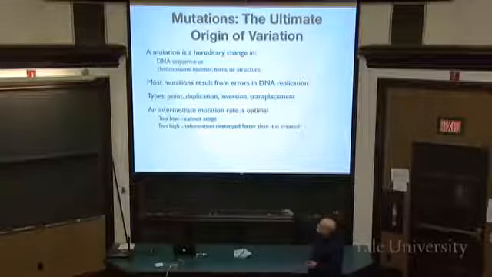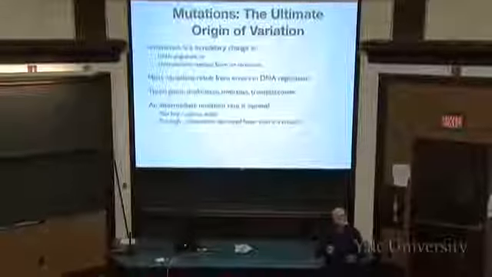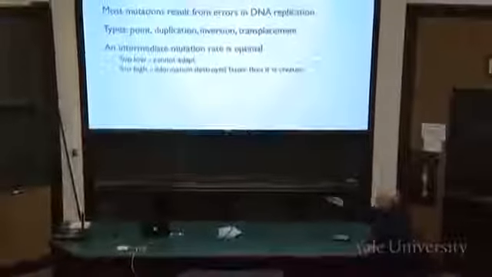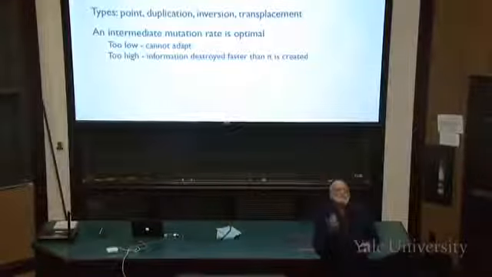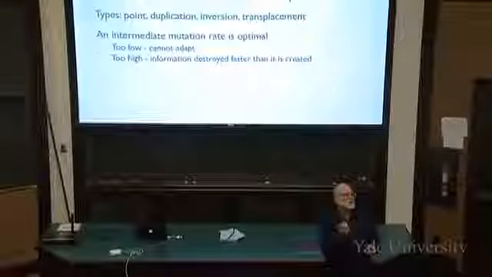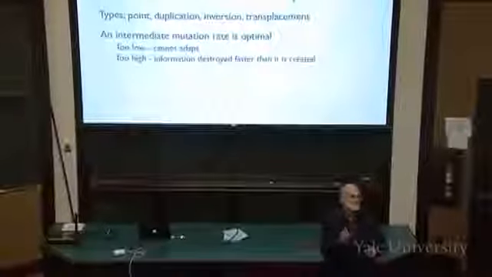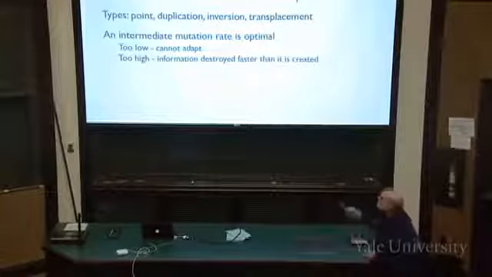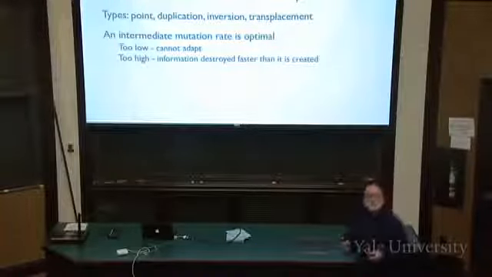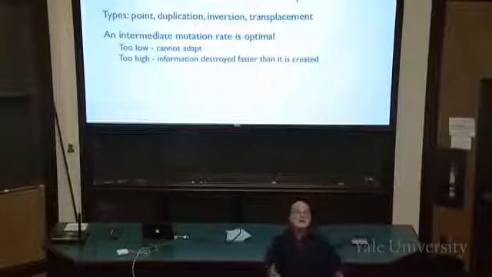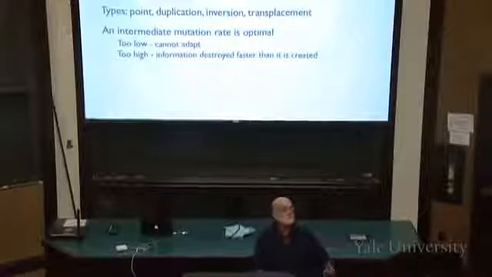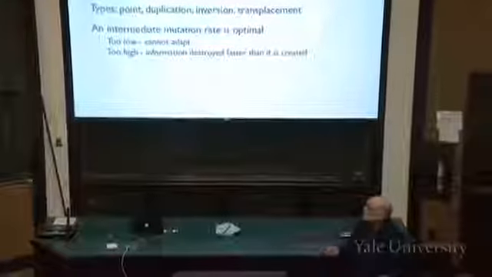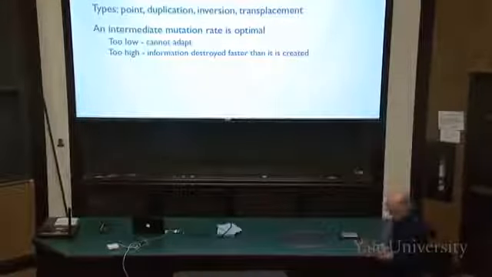There's good reason to think that an intermediate mutation rate is optimal. If the mutation rate is too low, then the descendants of that gene cannot adapt to changed conditions. If it's too high, then all the accumulation of information on what has worked in the past will be destroyed by mutation, which is what happens to pseudogenes that are not expressed. So some intermediate rate is probably optimal.